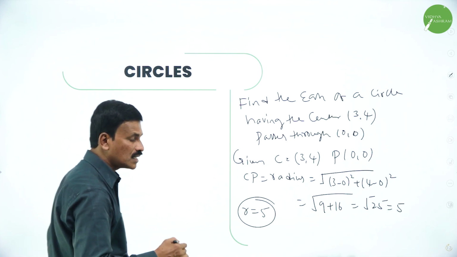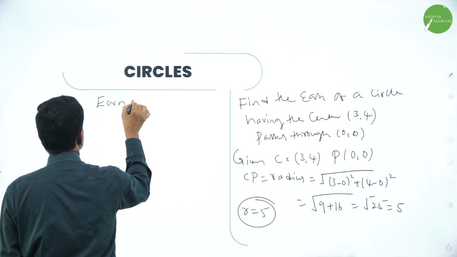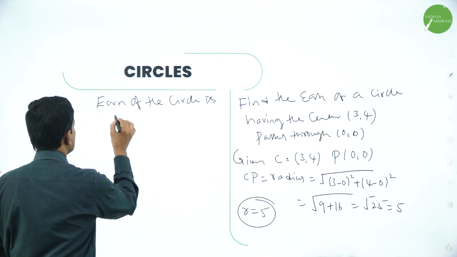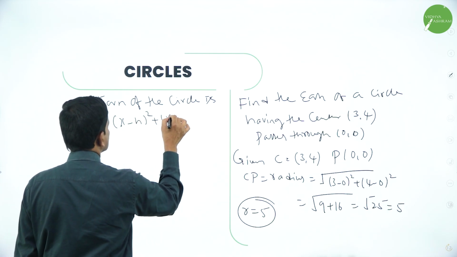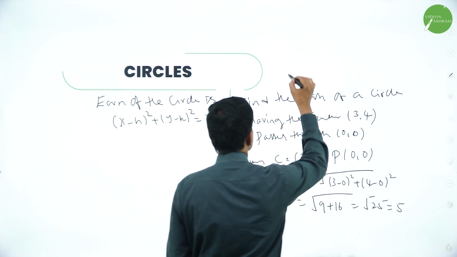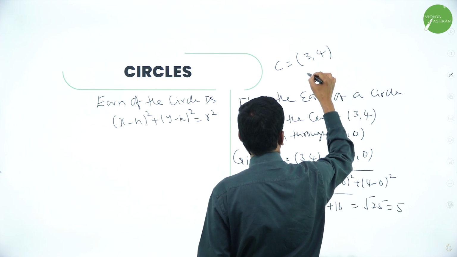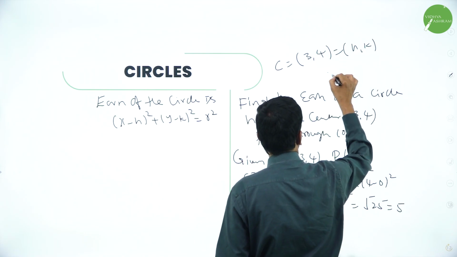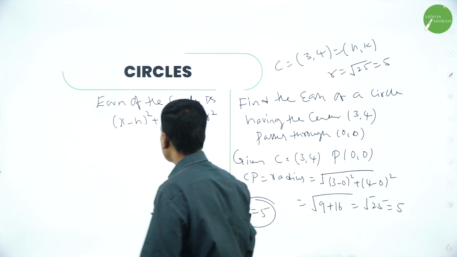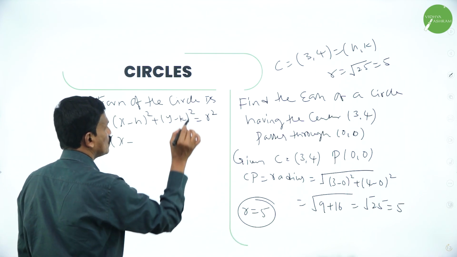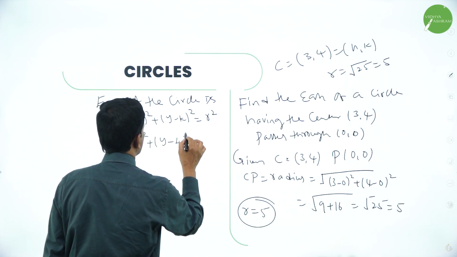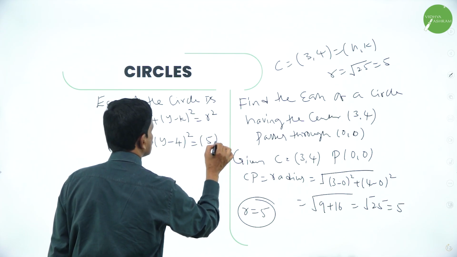Now what is the equation of the circle? The equation of the circle is (x minus h) whole square plus (y minus k) whole square is equal to r square. Since the center C is equal to (3, 4), this is nothing but (h, k), and the radius is equal to square root of 25, that's equal to 5. So substitute here. (x minus, what is h? h is 3) whole square plus (y minus k, what is k? 4) square is equal to r, the radius, 5 square.